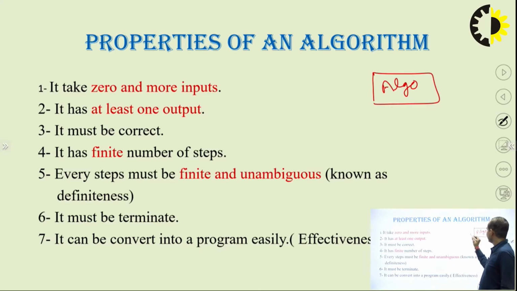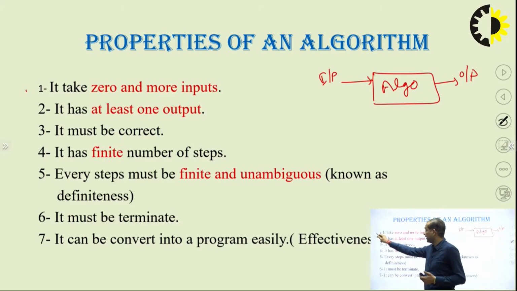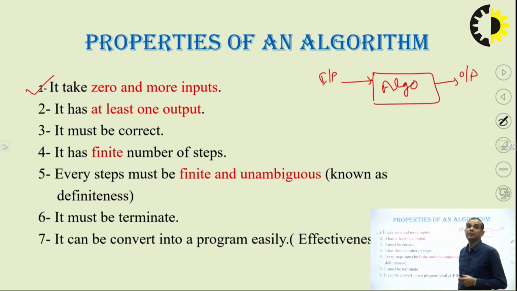What is the first property? We have some number of inputs. The second is that we have some number of outputs. So what is the input? The first property is that it takes 0 or more inputs.